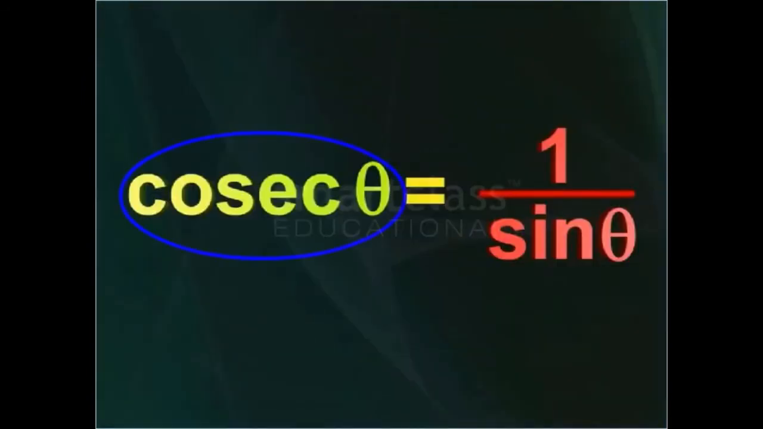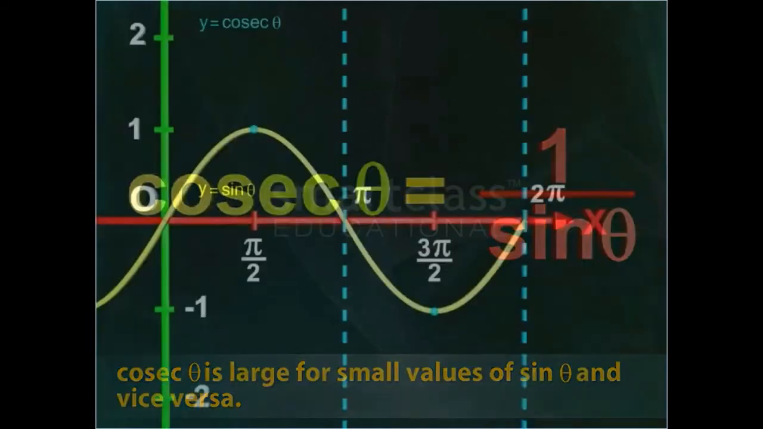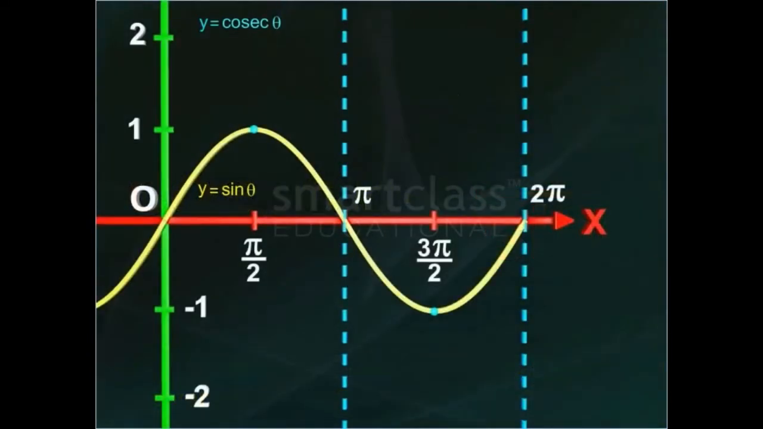Since cosecant theta is the reciprocal function of sine theta, the value of cosecant theta is large for small values of sine theta and vice versa. Now, if you look at the interval, say 0 to pi by 2, the value of sine theta increases from 0 to 1, indicating that the reciprocal function cosecant theta decreases from infinity to 1 in the same interval.